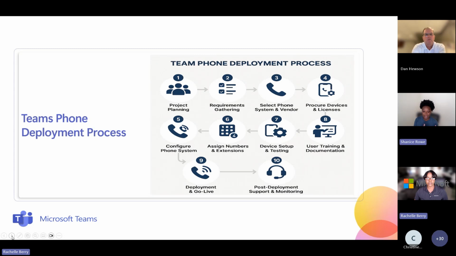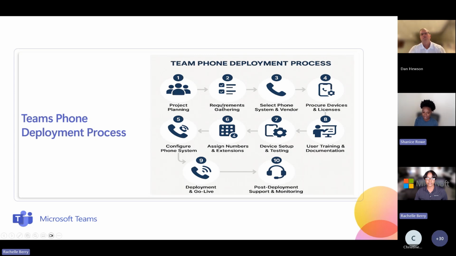We then go ahead with requirements gathering. This is where we gather input from different teams, like what features do they need? Do they need call forwarding, voicemail to email, CRM integration? This step ensures the system we choose will actually support how your teams work.